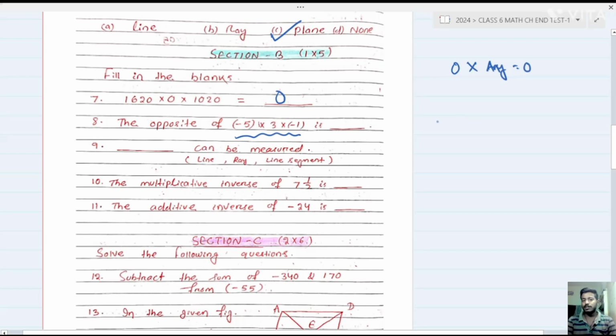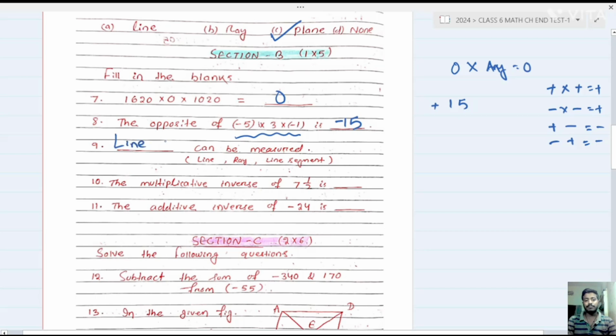Okay, first we solve, that is 5 threes are 15, then minus minus is plus, because in multiplication we know that plus into plus is plus, or same sign is equal to plus, minus into minus is also plus, but plus minus and minus plus is equal to minus. Okay, now here 5 threes are 15, then minus minus plus. The opposite of plus 15 is minus 15. Okay, now the dash can be measured, that is line segment.